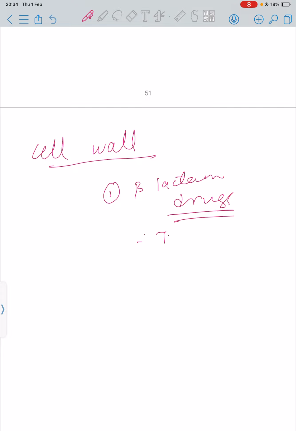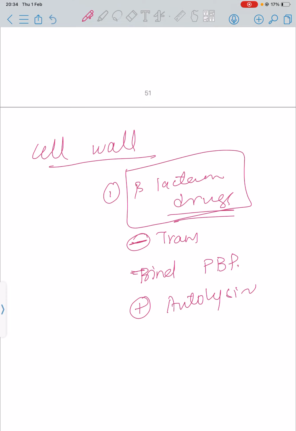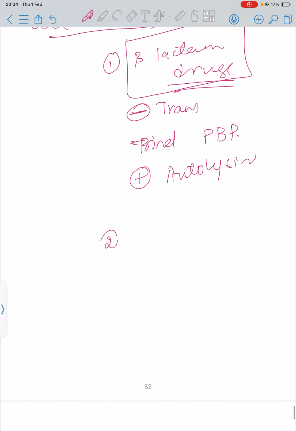Talking about cell wall inhibitors again, beta lactam drugs act by three mechanisms. Firstly, they inhibit transpeptidase. Number two, they bind with penicillin binding sites. Number three, they activate autolysins. These are the three mechanisms for all beta lactam drugs. Then, are there other cell wall inhibitor drugs? Yes, definitely. Vancomycin and others.